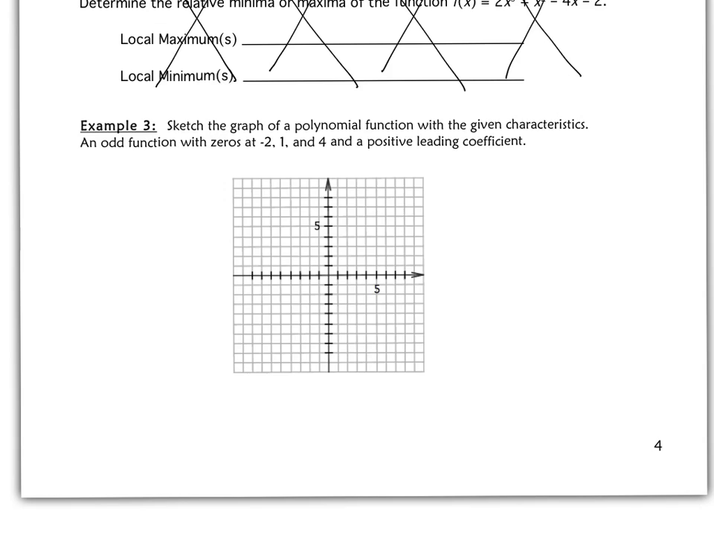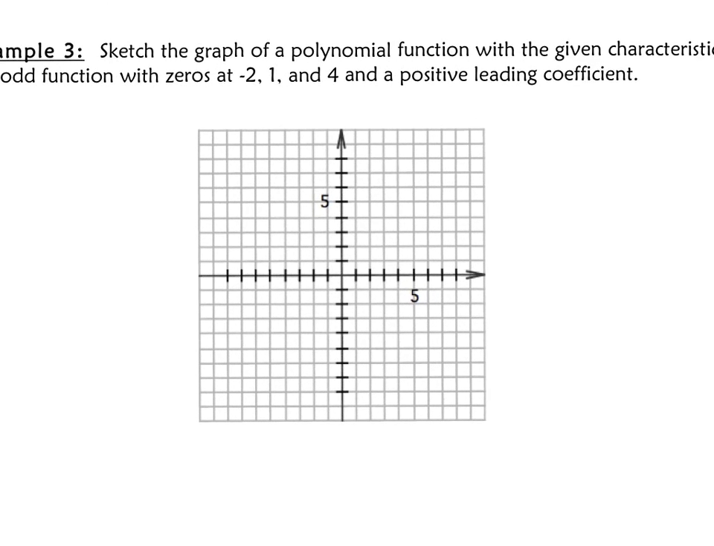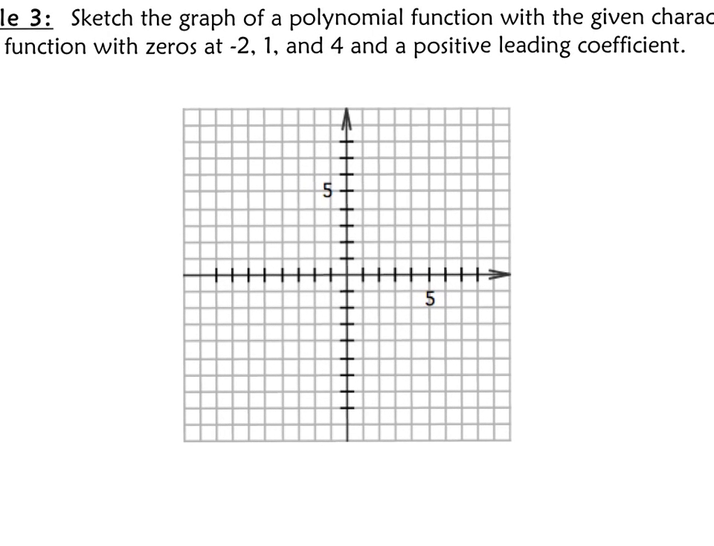So we want to sketch an odd function whose zeros are at negative 2, 1, and 4, and it has a positive leading coefficient. So you always want to draw in either your zeros or your max mins, whatever they told you to do, you want to put those in, draw them first. So I'm going to draw a dot at a 0 of negative 2, so the x-intercept where it crosses the x-axis is at negative 2, positive 1, and then also positive 4.